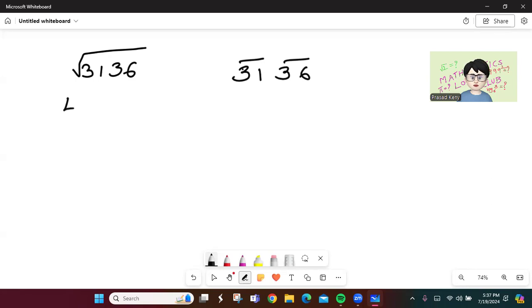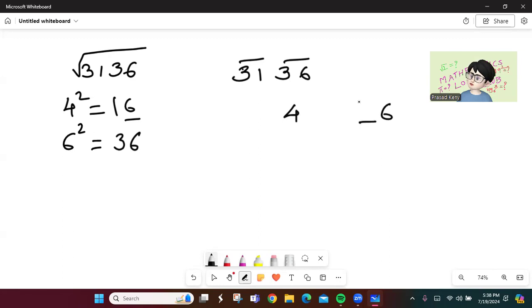One is 4 square, that is 16, and the other is 6 square, that is 36. That means the units place of the square root should have either 4 or 6. And I have to find the possible second digit.